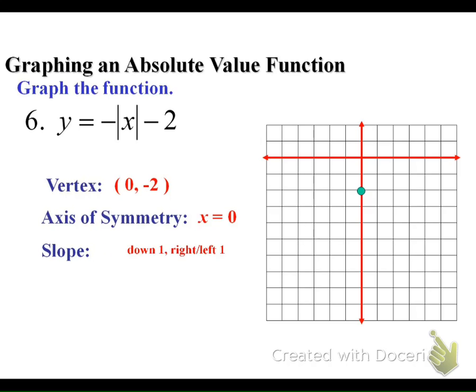Just like the last one. Down 1, left 1, or down 1, right 1. Either way you want to think about it. But it is symmetric. It's opening down. Slope of -1. What are your questions?